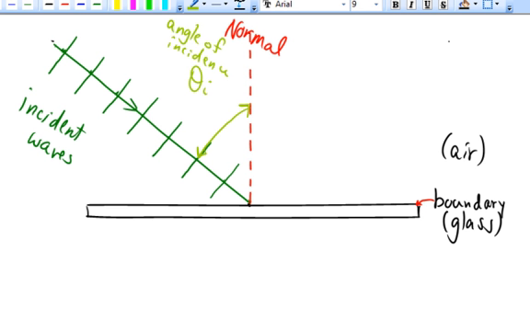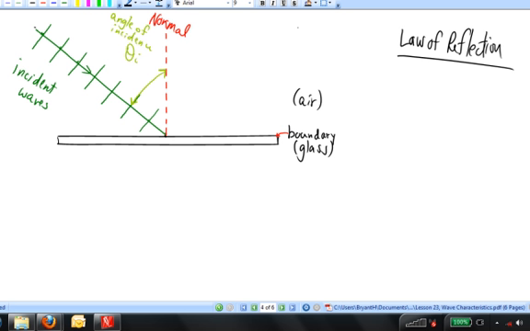Now there's something called the law of reflection. What the law of reflection says is that the angle of reflection, in other words, the angle at which this wave is going to reflect off this boundary, is going to be equal to that angle of incidence. So the law of reflection says that theta r, which represents the angle of reflection, is equal to theta I. That's an important relationship. It's known as the law of reflection.